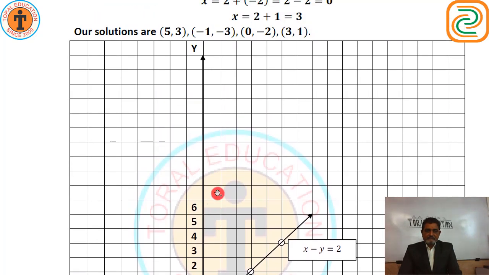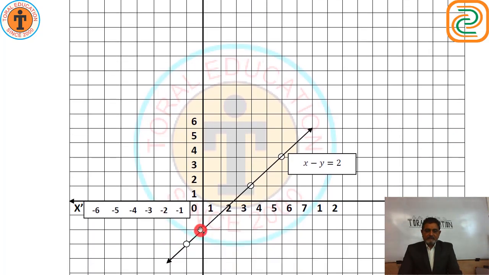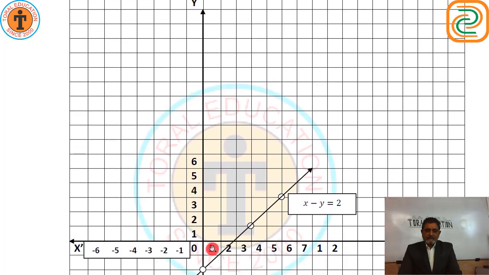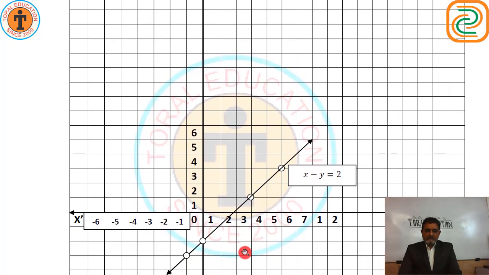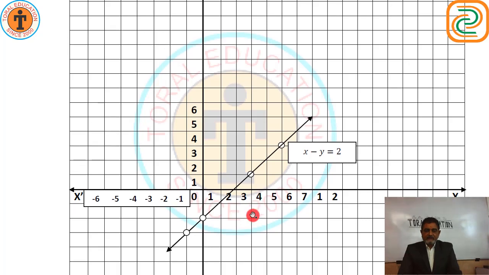The next point was 0 and minus 2. The x coordinate is 0, so it will come on the y axis. Here 0, minus 2. Again the fourth point, 3 and 1: x coordinate 3 and y coordinate 1. So this is our graph of x minus y equals 2. In this way we can draw graphs.